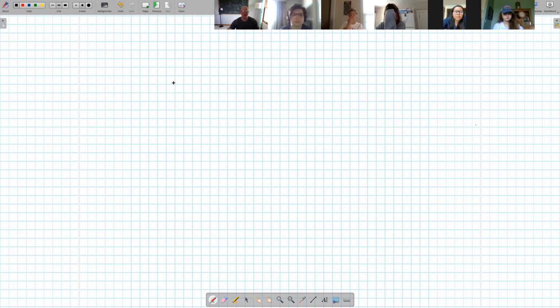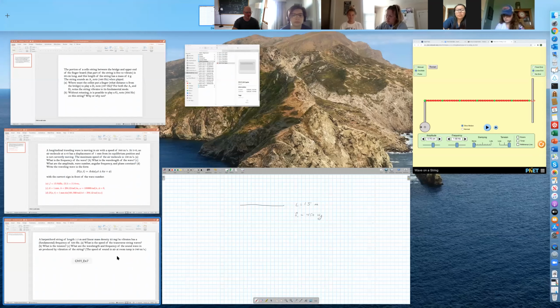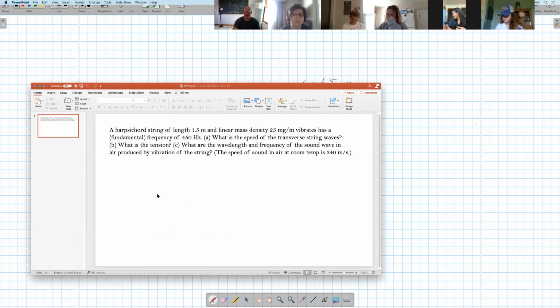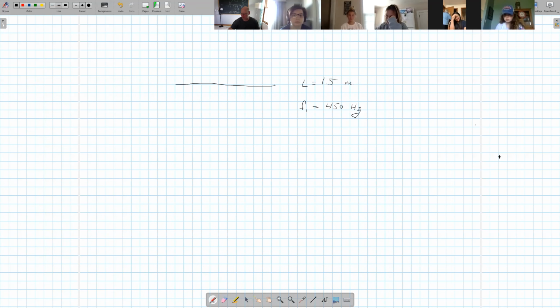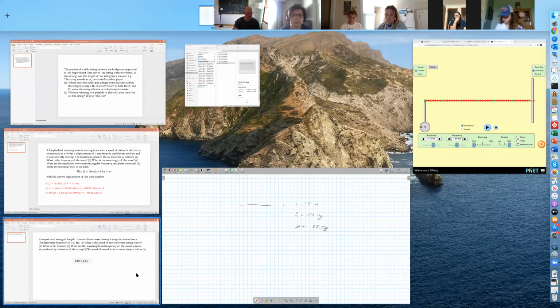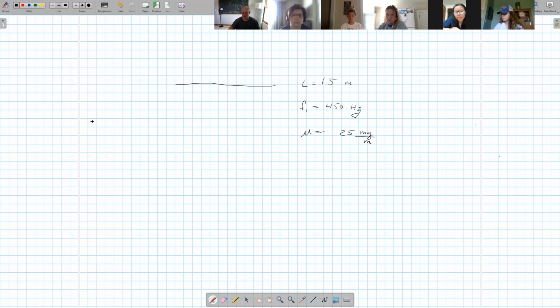Anyways, so we have a length of string. Here's my string. We know this thing has a length equal to 1.5 meters. We know this thing is going to vibrate with a fundamental frequency, f1, which is equal to 450 hertz. We know it has a linear mass density of 25 milligrams per meter, so let's write that down. Any other information we need? That's about it. The last thing is we know the speed of sound in air for the last part is going to be 340 meters per second. Great, so let's look at part A.